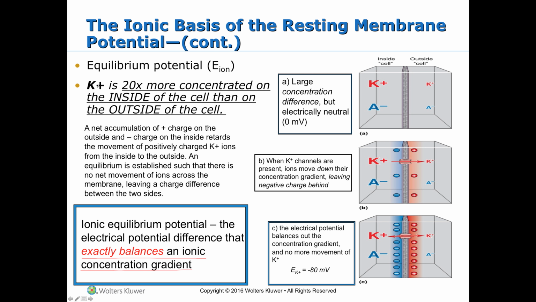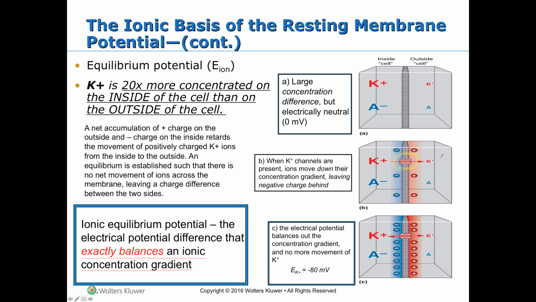So K plus, or potassium, is 20 times more concentrated on the inside of the cell than on the outside of the cell. So there's a large concentration difference, but electrically neutral. When you introduce channels, ions are going to be able to move down their concentration gradient. Here, you only have potassium channels. So the conductance of potassium is going to be greater than 0. You're allowing for potassium to flow through.